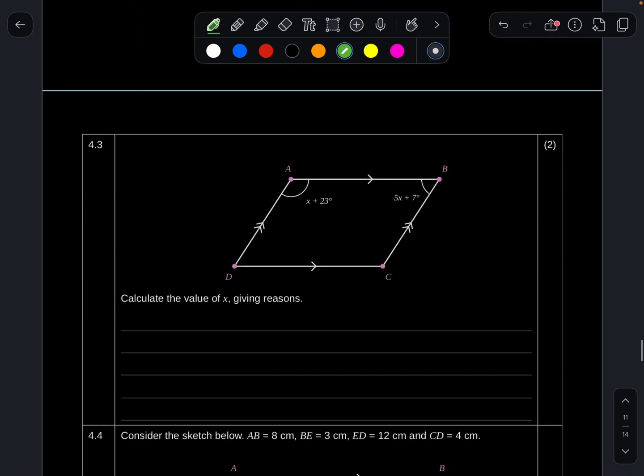Okay, 4.3. Calculate the value of x, giving reasons. Okay, this one is not too difficult. We can see we have got these parallel lines here. The value of x, so we can use co-interior angles here. So we can say, here's our working, here's our reasons.